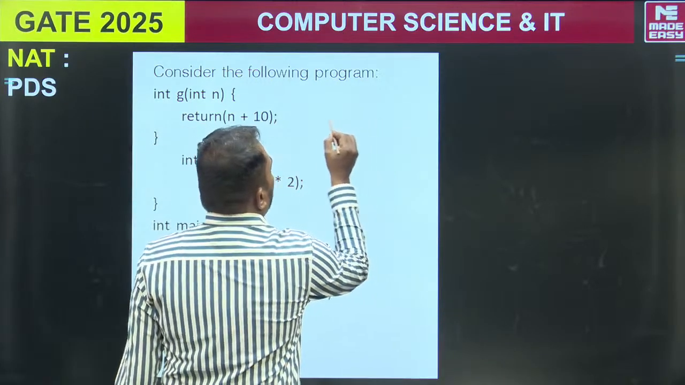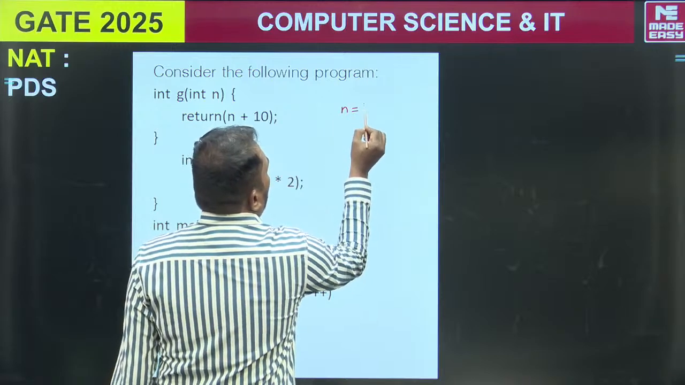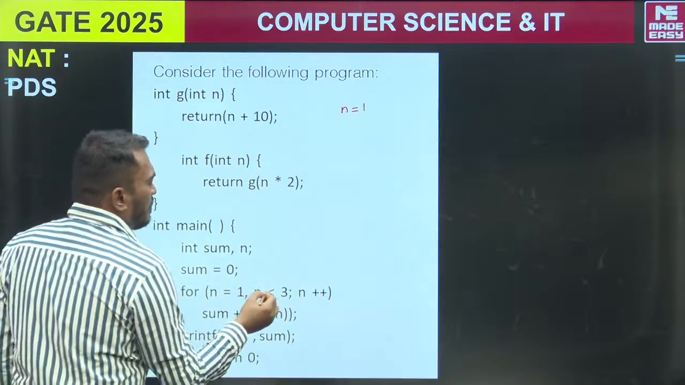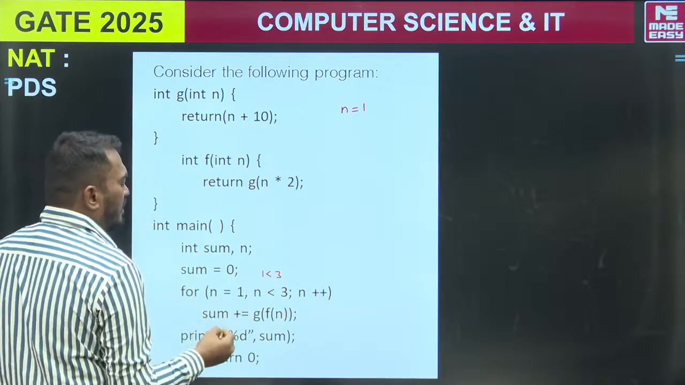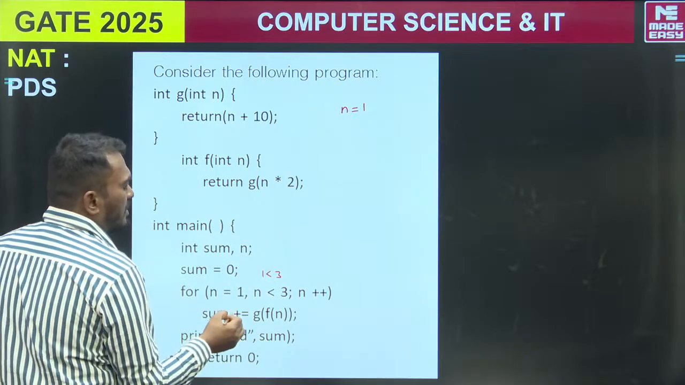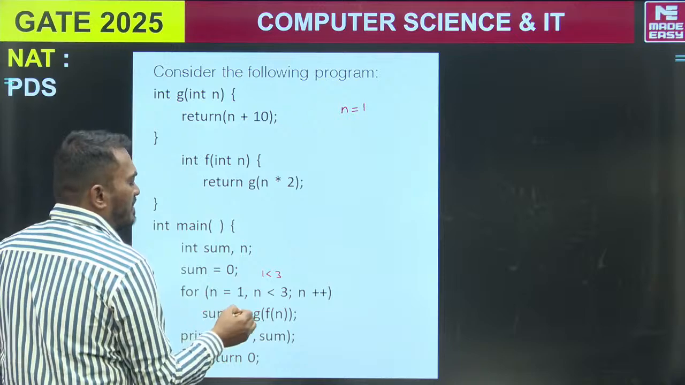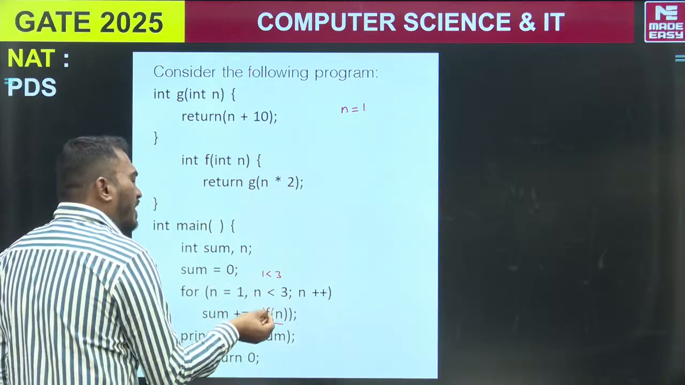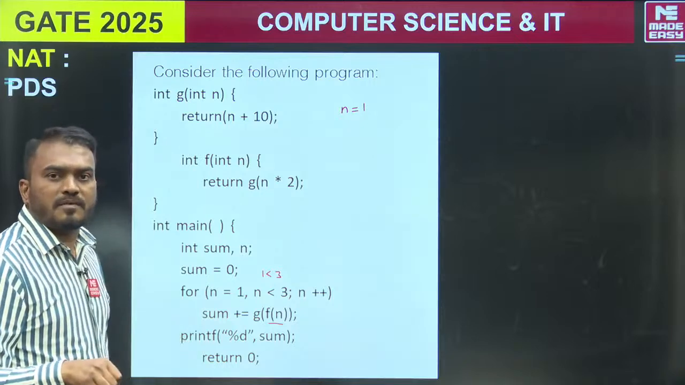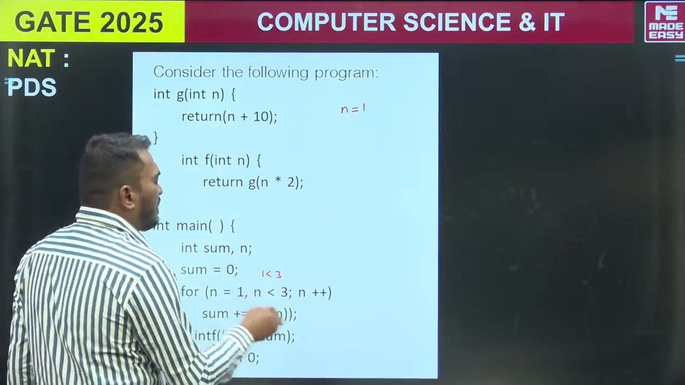So I am writing here. See here, initial value n equal to 1. n less than 3, so 1 less than 3. That is true, so you go inside the for loop, and you are saying sum equal to sum plus, see here, sum plus equal to g of f of n. So first you need to find out f of n, and that value you have to substitute in the g function. So first find out f of n.